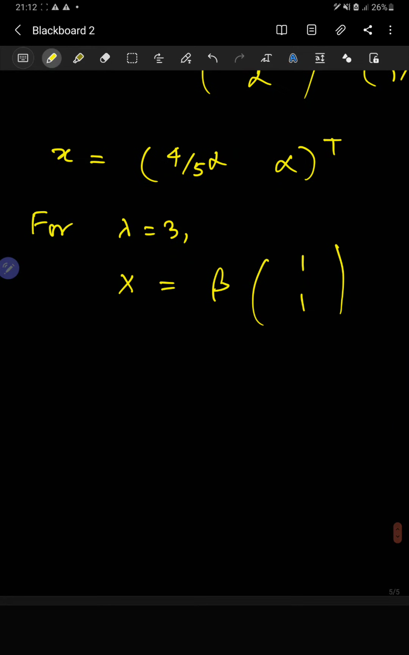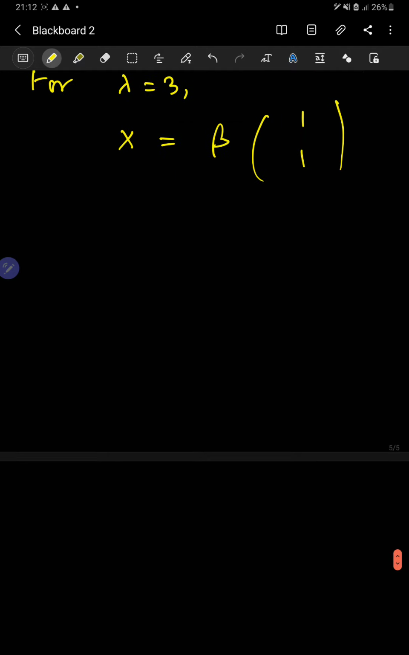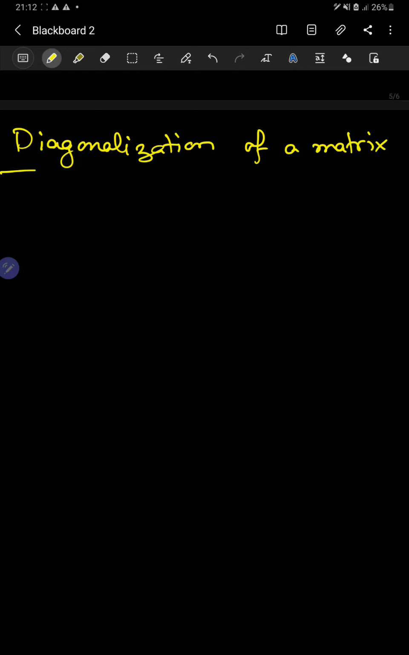Now we are done with eigenvalues and eigenvectors. Let's proceed to the next page: diagonalization of a matrix. I'm introducing it in this section because diagonalization uses the idea of eigenvalues and eigenvectors.